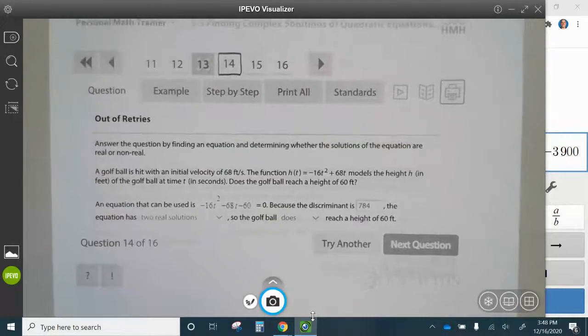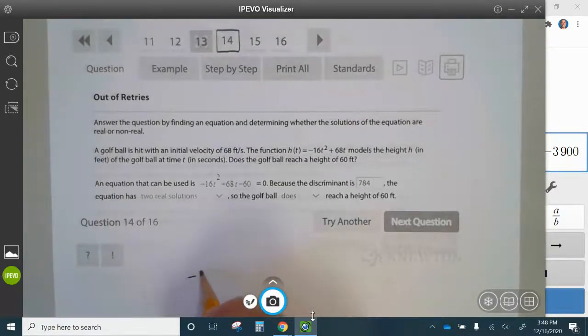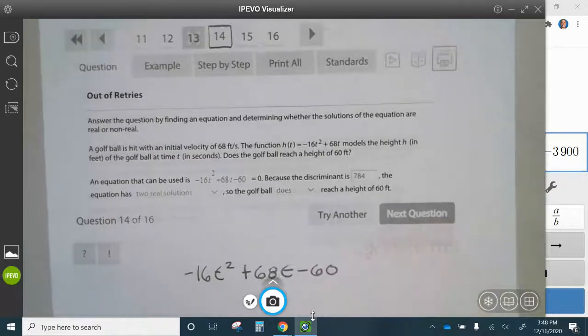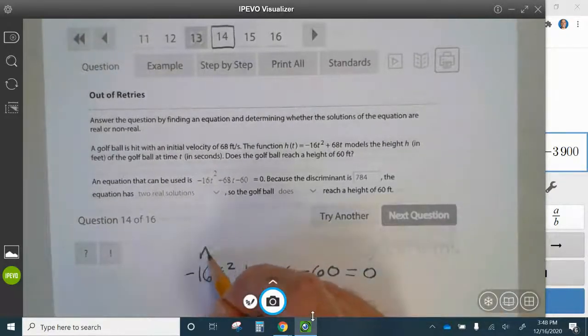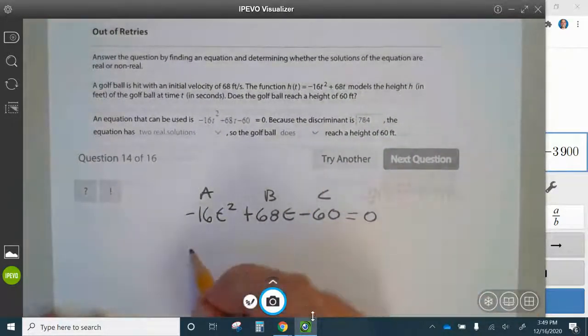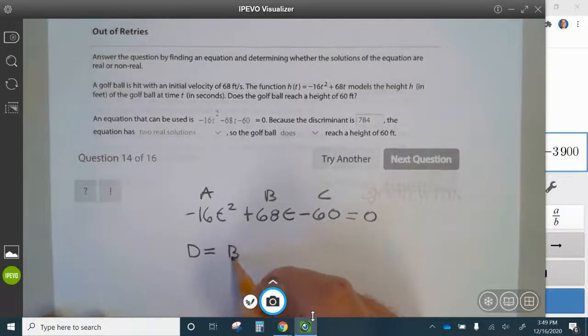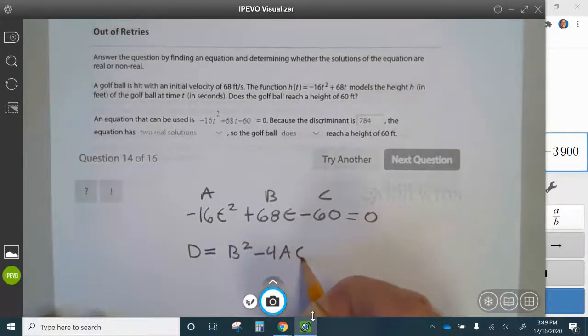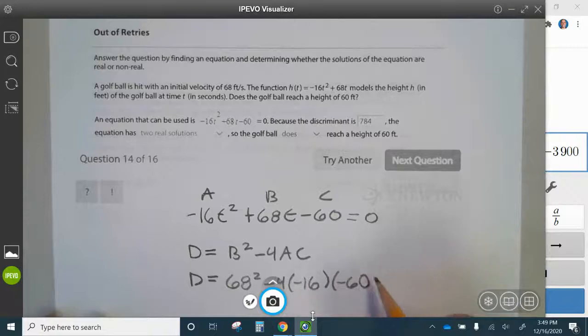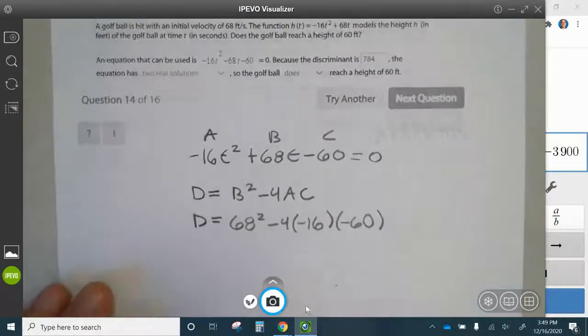Okay, so our equation is negative 16t squared plus 68t minus 60 equals 0. Now, this is your A value, this is your B value, this is your C value. Okay, now the discriminant, to find that, we know is B squared minus 4AC. So the discriminant equals 68 squared minus 4 times negative 16 times negative 60. Okay, so let's put that into Desmos.